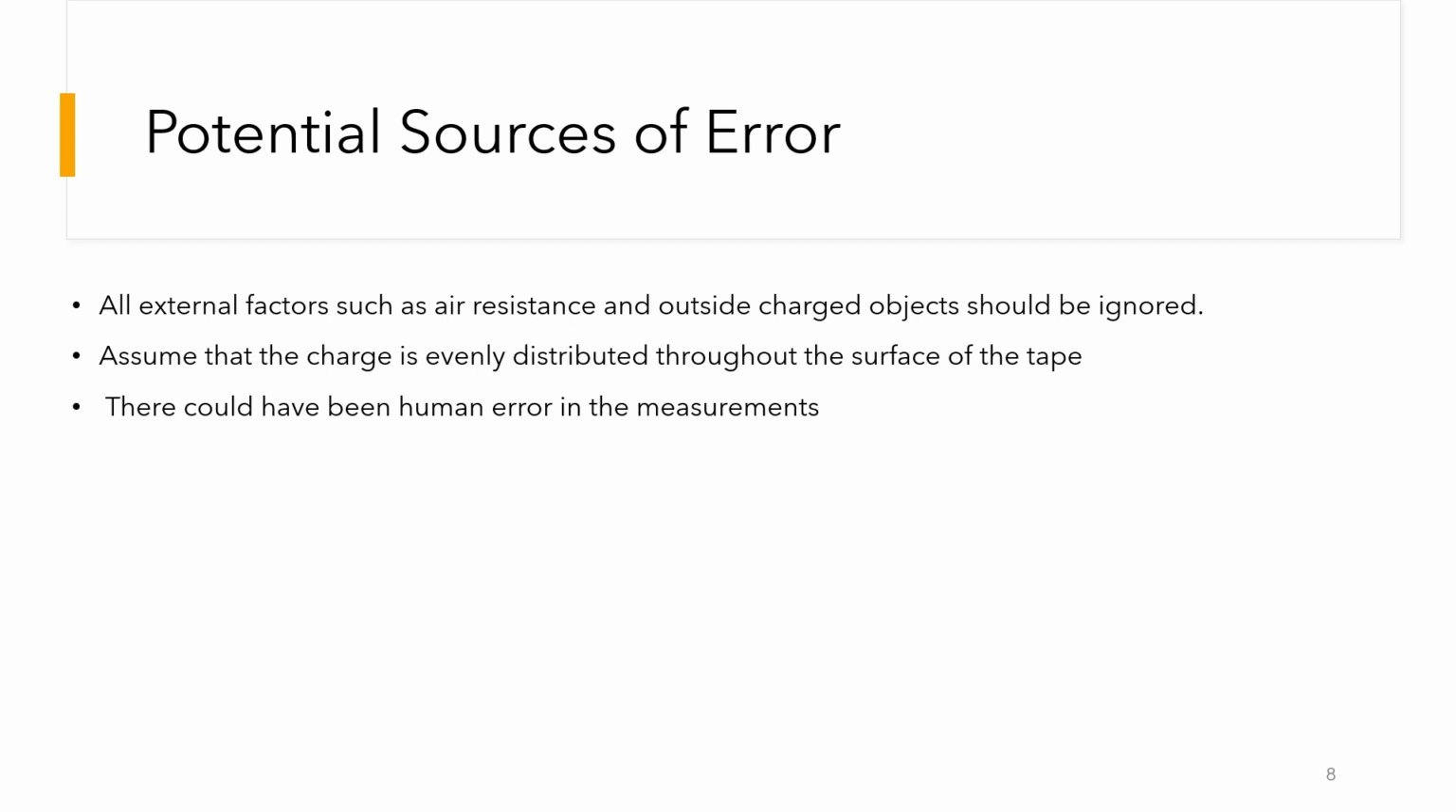Potential sources of error in this lab: all external factors such as air resistance and outside charged objects should be ignored. Assume that the charge is evenly distributed throughout the surface of the tape. There could have been human error in measurements as well.